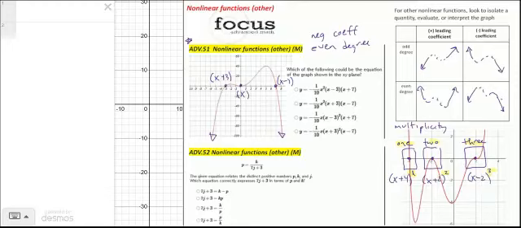And now if we use the multiplicity test, this passes right through, so a power of 1. This bounces, power of 2. This passes right through, power of 1. And so based on this, you now can see your answer.